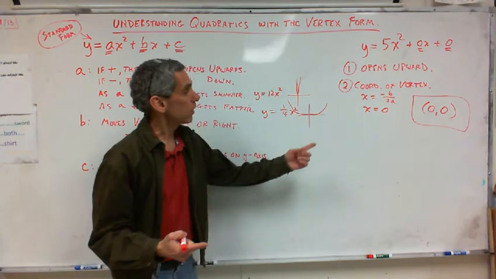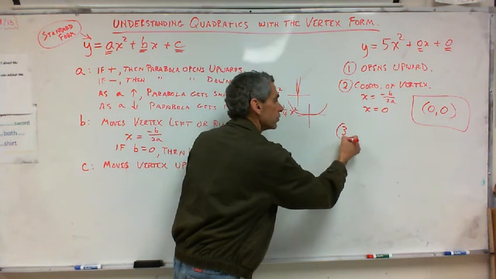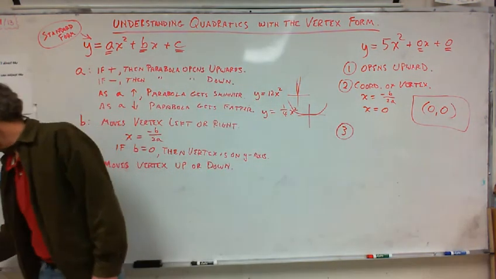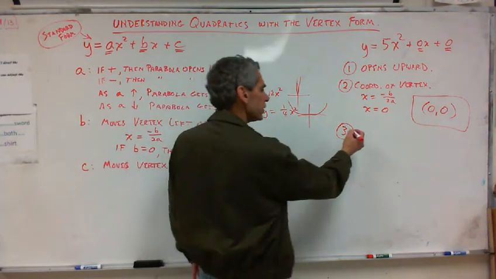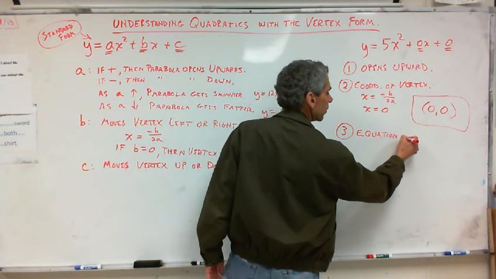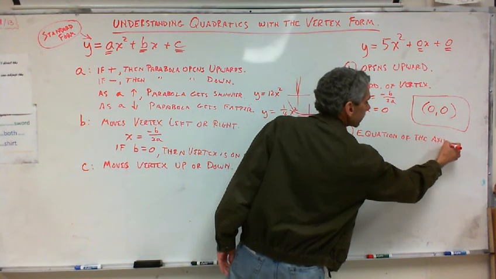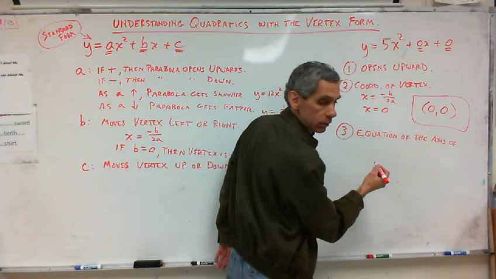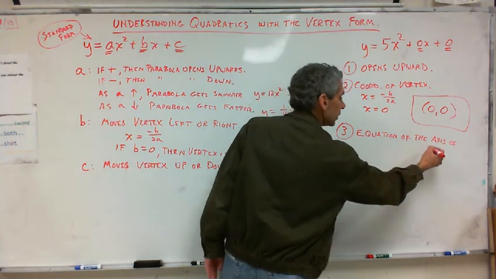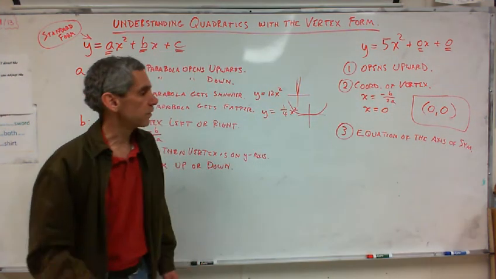So we figured out our vertex, and in the process we figured out the third answer. Because the third question was, what's the equation of the axis of symmetry? What's the equation of the axis of symmetry?